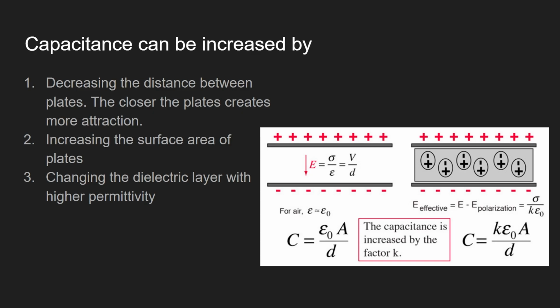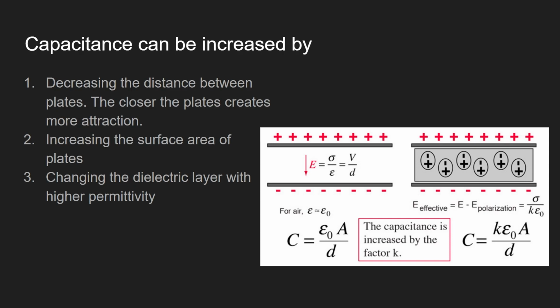Different charges will attract each other, okay? But if you have a larger space in between, the attraction force will decrease. So if we have less space, the attraction force will increase. And if we have a larger surface area, it can take up more charge. So the capacitance also increases.